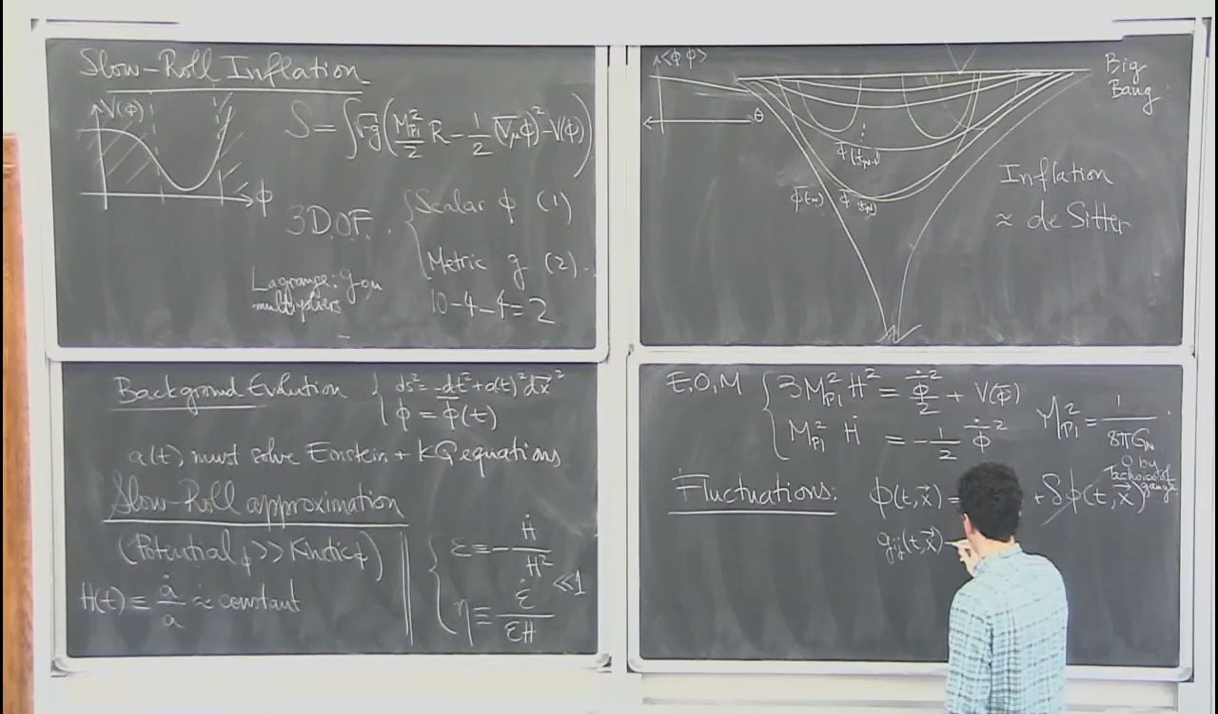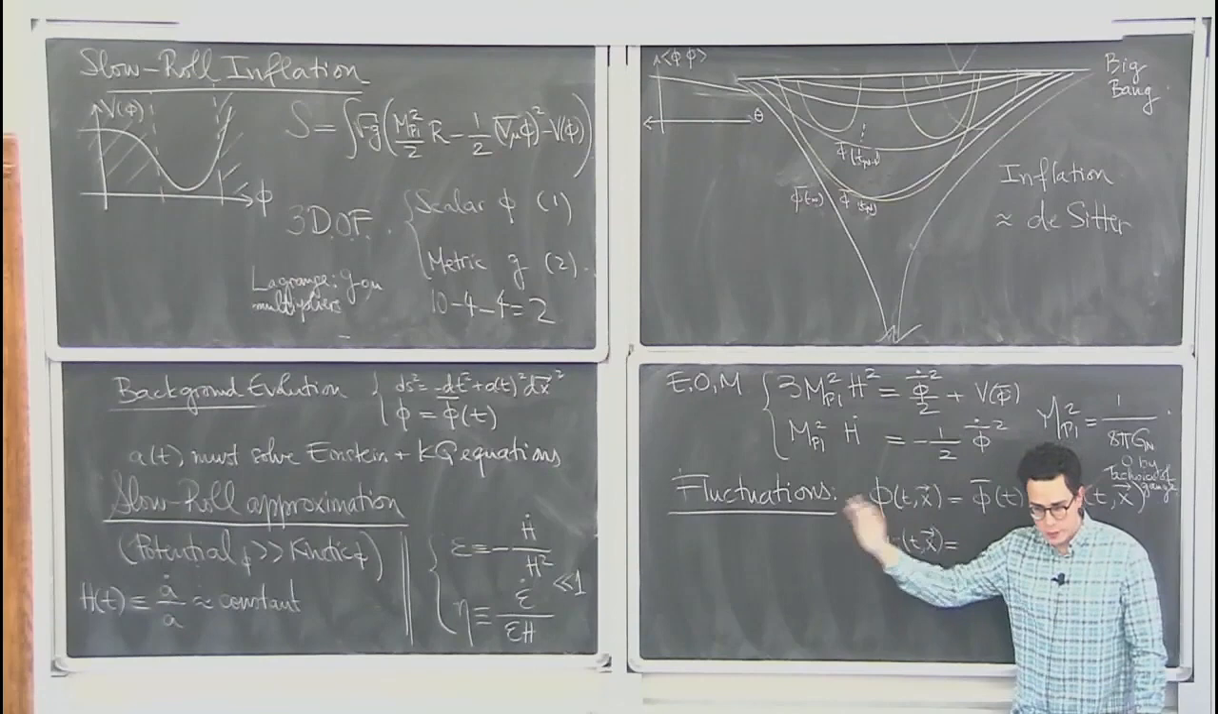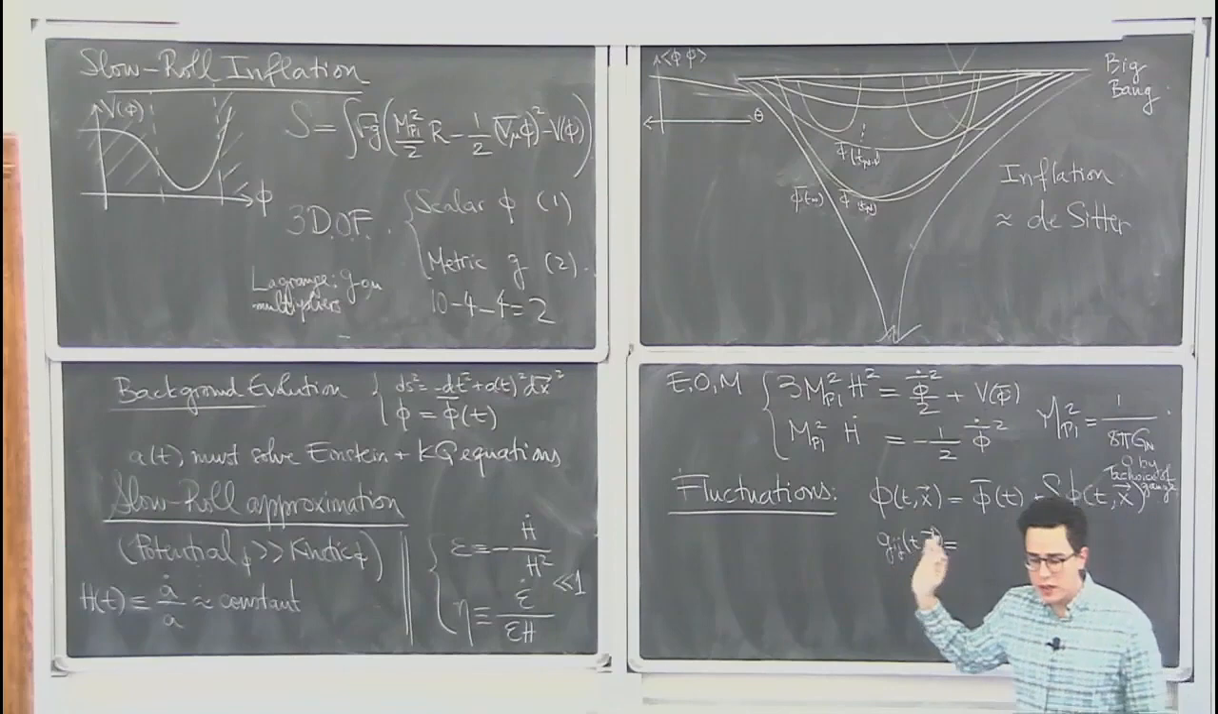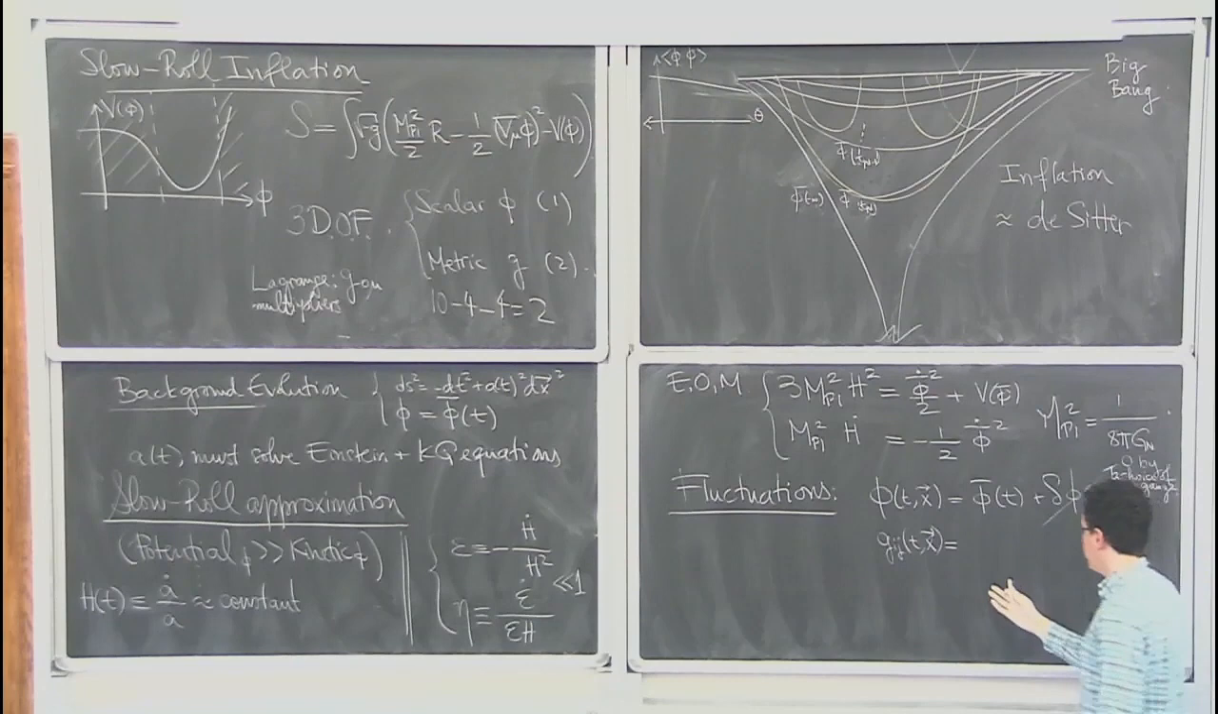Another thing: why am I writing g_ij? Because the zero components are pure constraints. There are no degrees of freedom there. So I'm supposed to fix g_ij and then solve for the zero components and plug the solutions back in. Okay, is that clear?